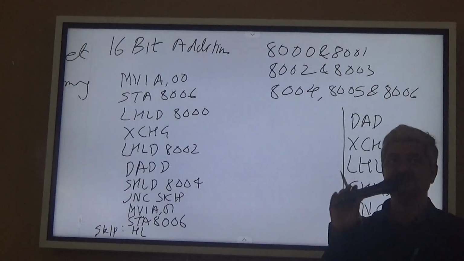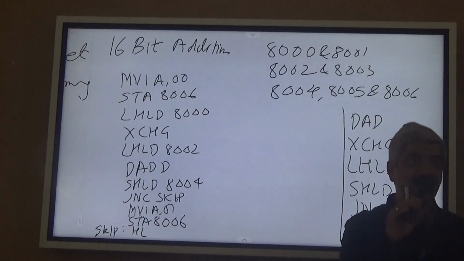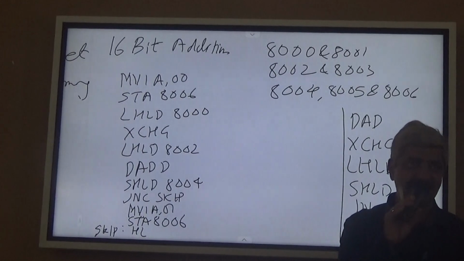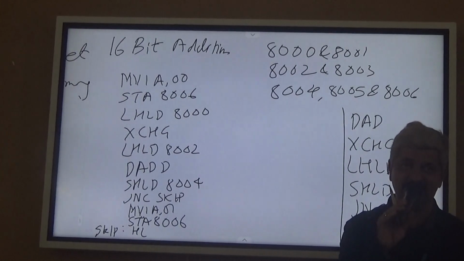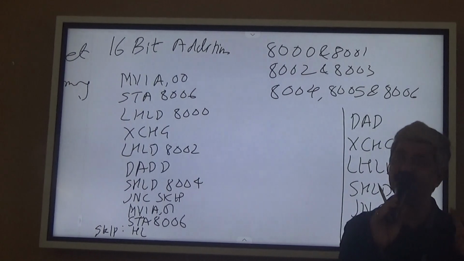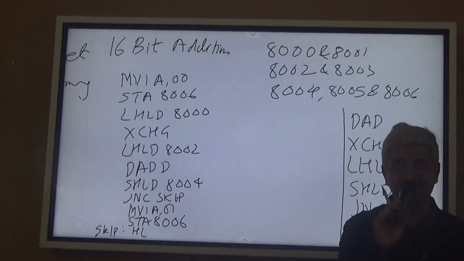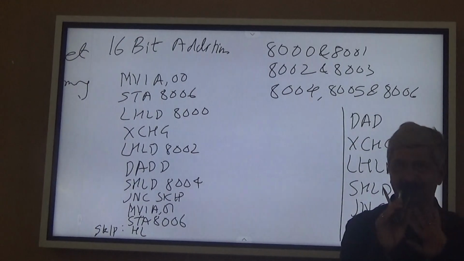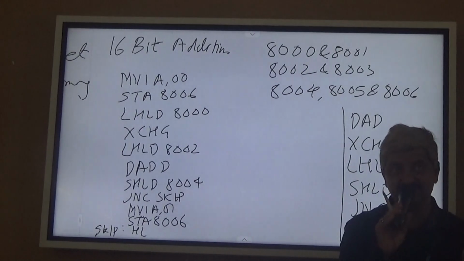MVI A 00, STA 8006. What does it do? It assumes that carry will not come and stores 00 at the most significant byte. The addition of two 16-bit numbers is a 17-bit number. A 17-bit number takes 3 bytes to be stored in memory. So the most significant third byte is made 0, assuming that carry will not come. If carry doesn't come, our assumption is correct and we are done. If carry comes, then our assumption is wrong and we have to correct it. Is it okay?